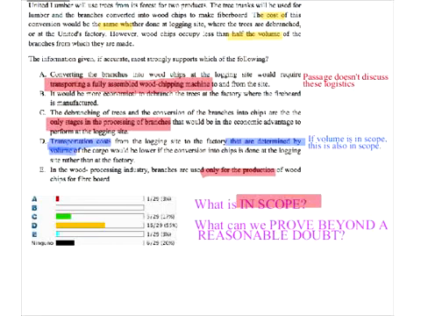Okay, anyway, so the ones that are out of scope are A, C, E. Now, what can we prove beyond a reasonable doubt? Well, let's take a look.